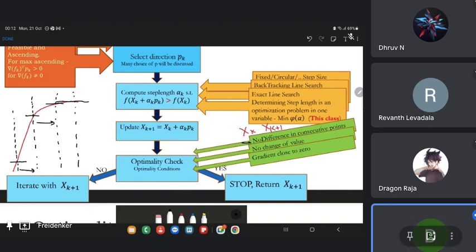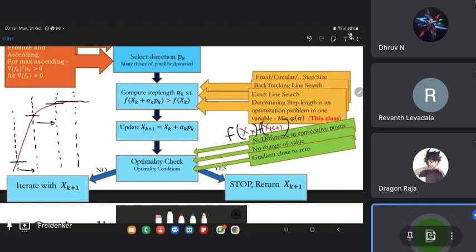That is the first check. This is one way to check whether you're close to the maximum or not. The other way is, instead of checking xk and xk plus 1, I will check the function values.